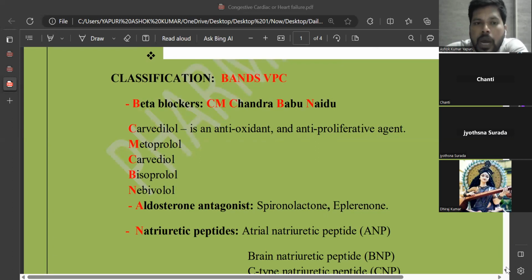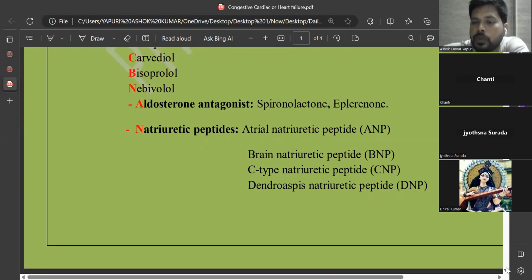And next is aldosterone antagonist. Later I will discuss clearly why this class of drugs is used and how they produce action in the treatment. Don't worry, we will discuss each drug further.